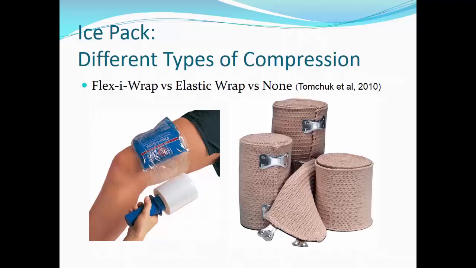An additional study examined the different types of compression resulting in decreased intramuscular temperature. The study by Tomczak and colleagues was published in 2010, and it examined the use of flexi-wrap, elastic wrap, and no compression on intramuscular temperature of patients. Each patient was subjected to 3 treatments randomly while intramuscular temperature was taken at the gastrocnemius muscle.